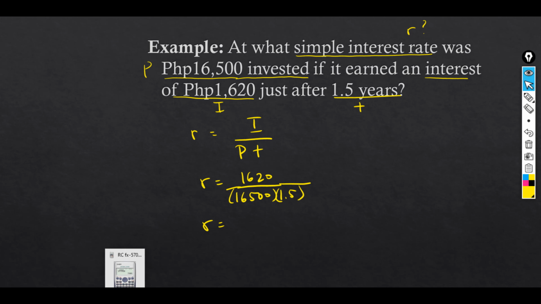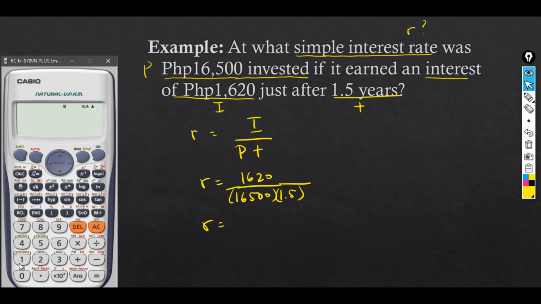So, using your calculator, yan. 1,620 over 16,500 times 1.5 equals. So, ang answer is 0.0654545454. Meaning na may parenthesis dyan is 5454 or yung 54 bar. Yan. Repeating decimal. So, yung R natin, ang unit niyan is percentage. So, para maging percentage yan, you're going to multiply it by 100.